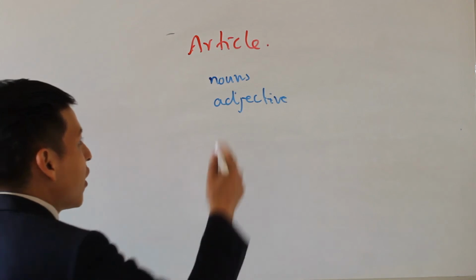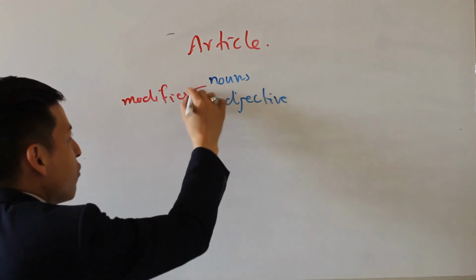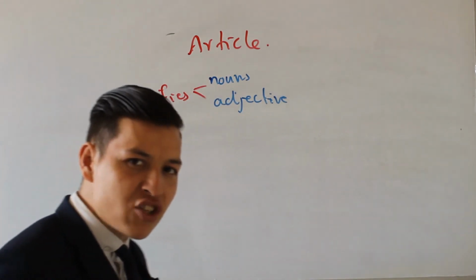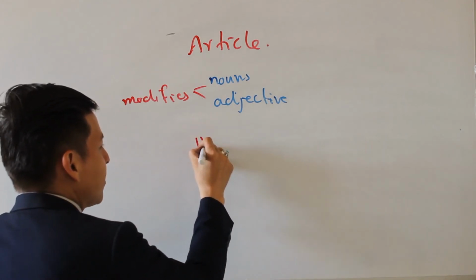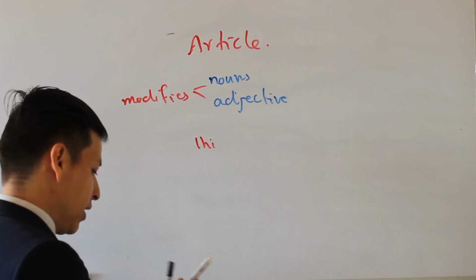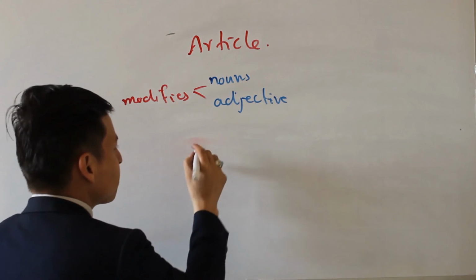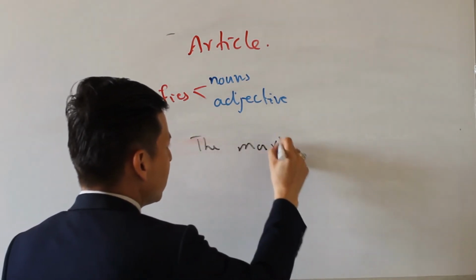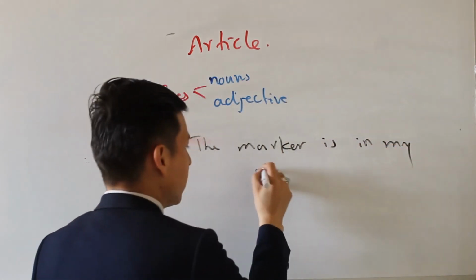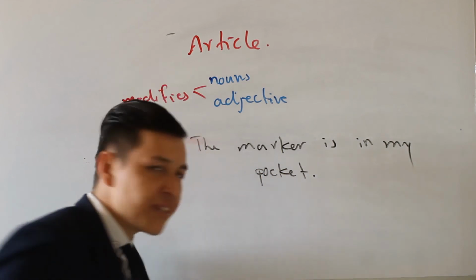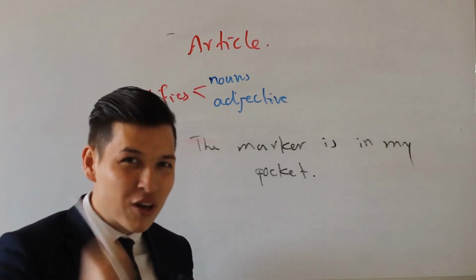Okay, so now let's exemplify. What is an article? An article modifies a noun or adjective, or it is used with a noun or adjective to describe it. For example, as I told you, let me write it with another color, red is not okay. So I say that the marker is in my pocket. The marker is in my pocket. Which marker? You have seen that marker.